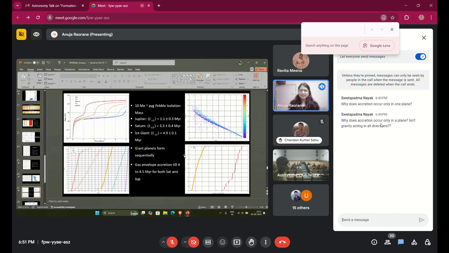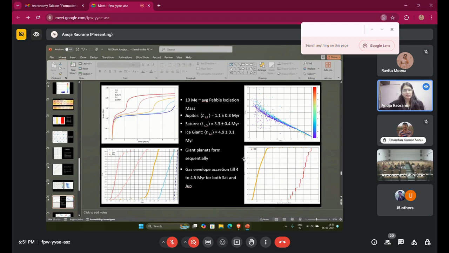So gravity is acting in all directions, yes, but the planarity of the disk is not determined only by the gravitational forces. There are also radial forces that are going on. There are also accretion forces that are going on. So when these radial forces are higher than the gravitational forces, the disk flattens, and that's what has happened in our particular planetary disk system.